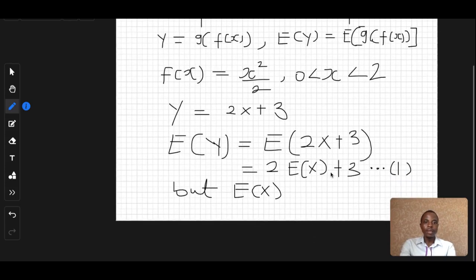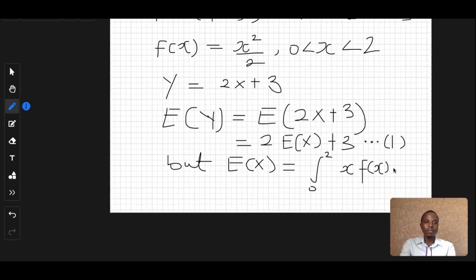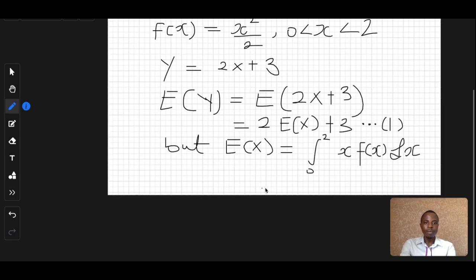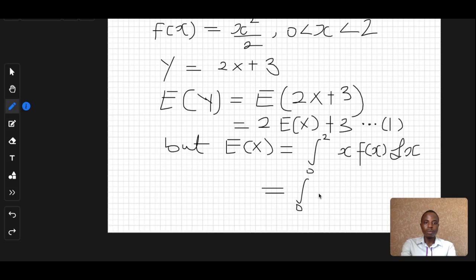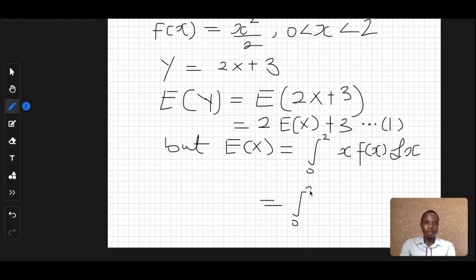So in that case, the expected value of x will be the integral from 0 to 2 of x f of x dx, and f of x itself, in this case, is x raised to the power of 2 over 2.